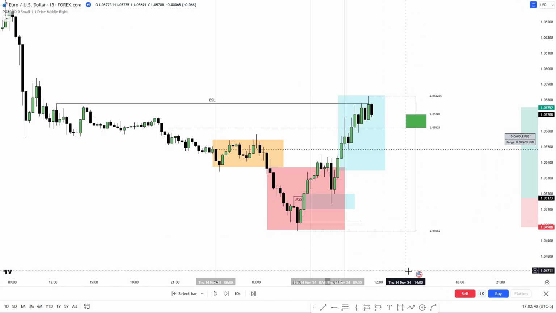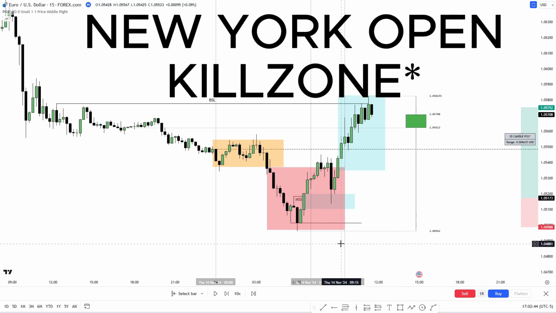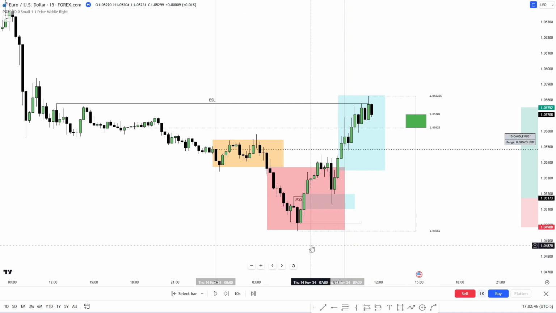Also guys, again, notice how we are always entering in a kill zone. So for this, we're entering in the London open kill zone for Forex. So this is from 7 a.m. Eastern Standard Time to 10 a.m. Eastern Standard Time. Okay, so we're entering right in that period. This makes our trade more high probability as we are entering in a kill zone.